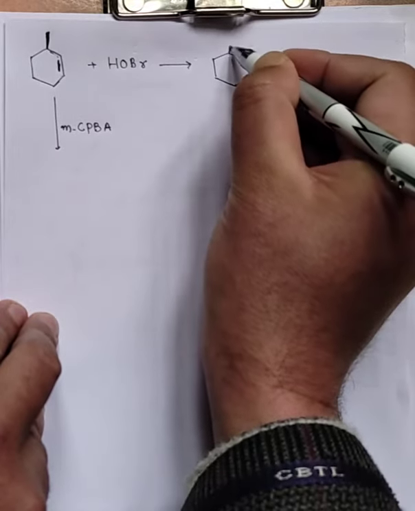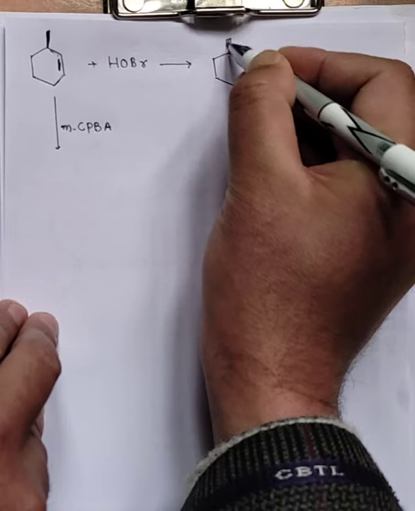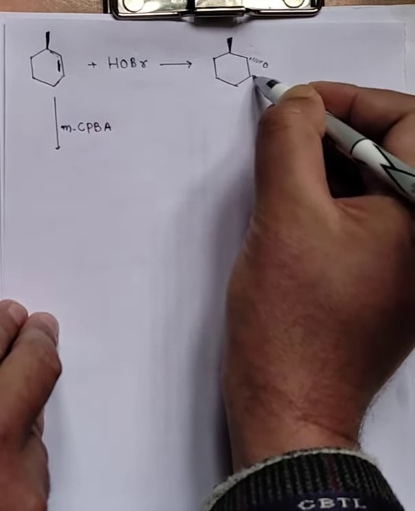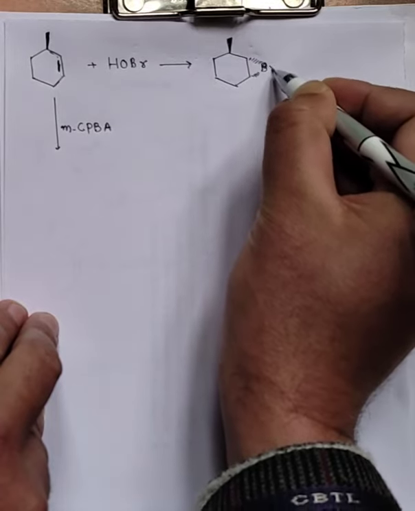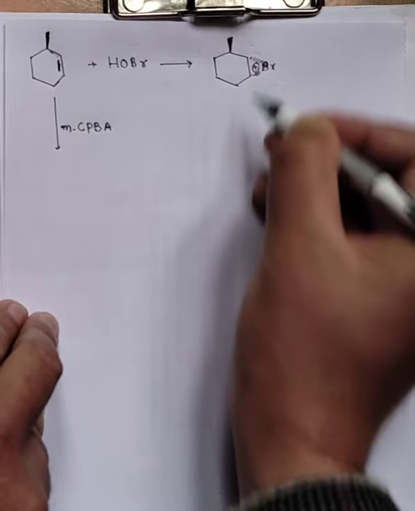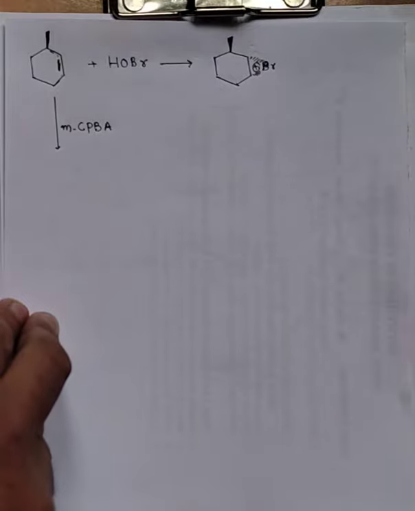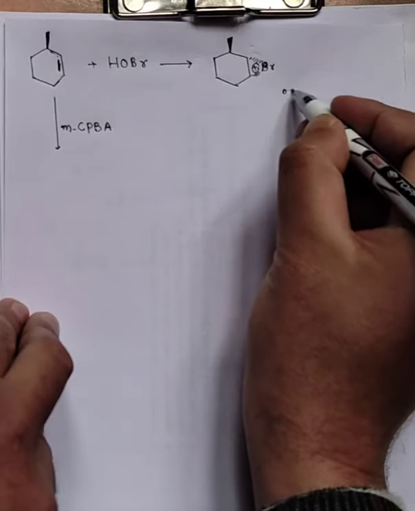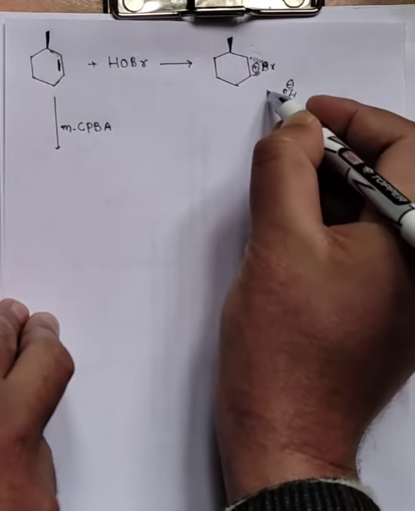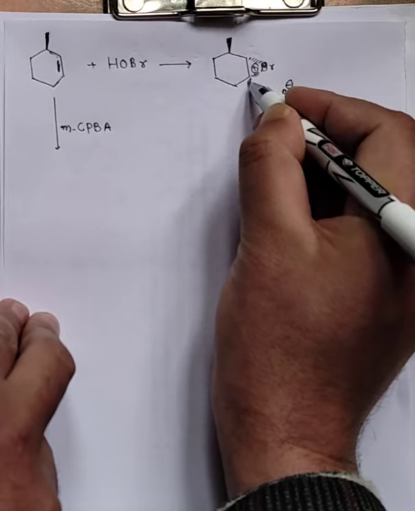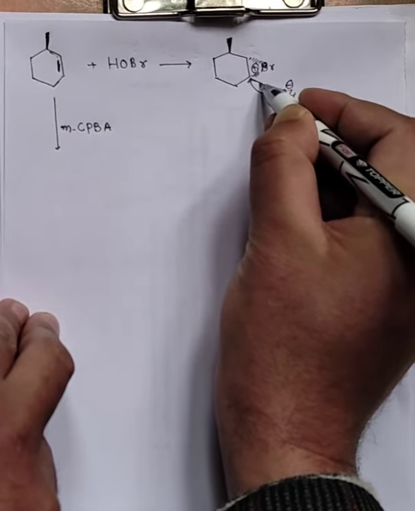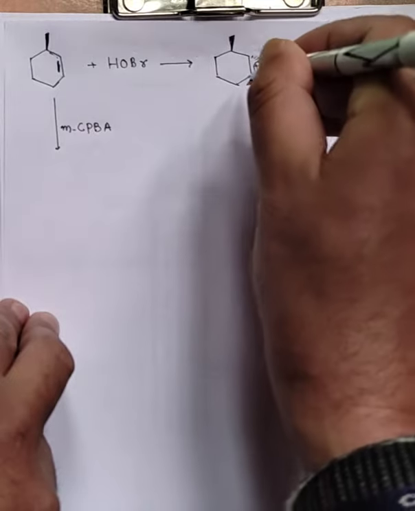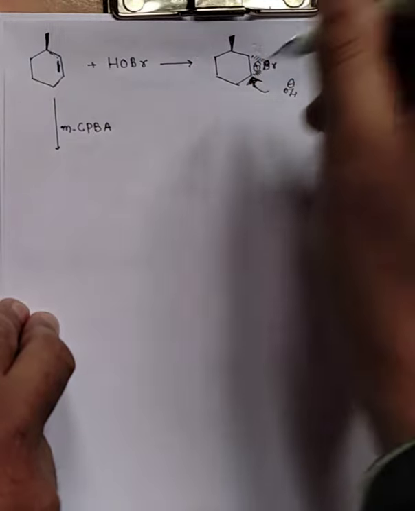Because of the stereochemistry of this alkyl group, which is above the plane, the bromonium ion will be formed below the plane. When this is formed, it is easy: the hydroxide has to attack. So that will attack above the plane. Remember this. I will show that attack like this, with a bold bond. That means the nucleophile is attacking from the top side, because the bromonium is on the below side.